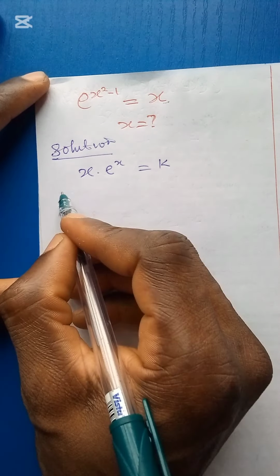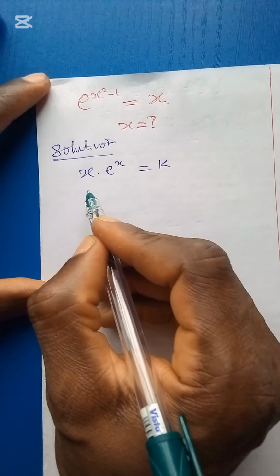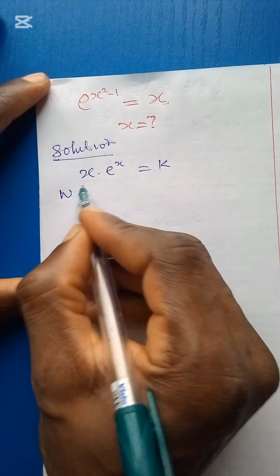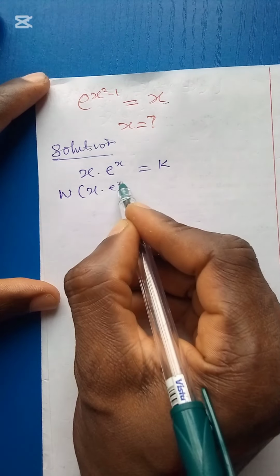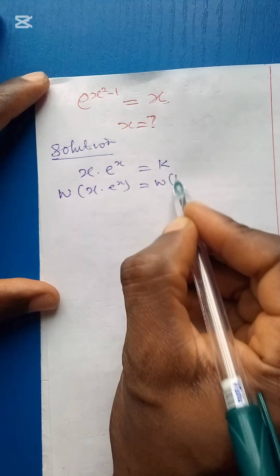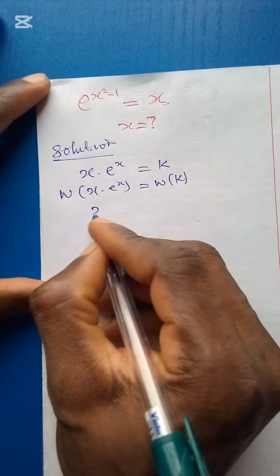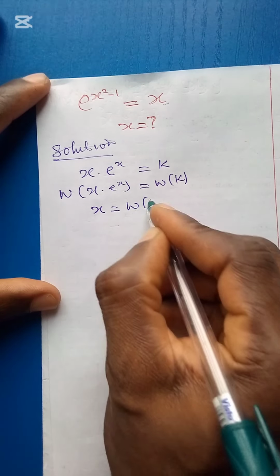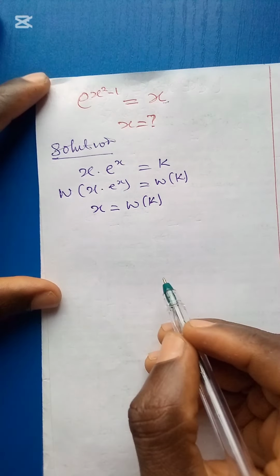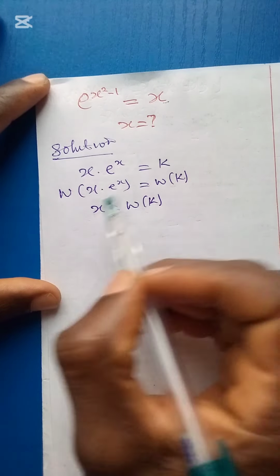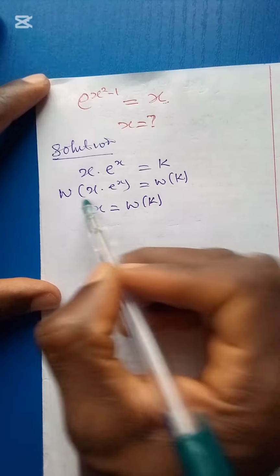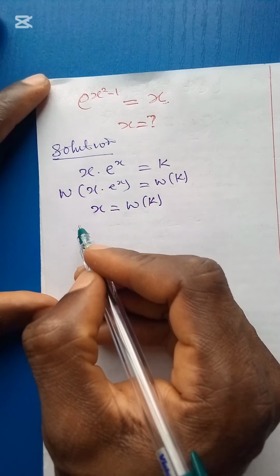When I have this, I can take the Lambert W of both sides. So if I take W here, x times e raised to the power x equals W of k. Now this simplifies into x equals W of the constant. So I need to rewrite this to be in this form so I can take the Lambert W of both sides. This is how I'll go about it.